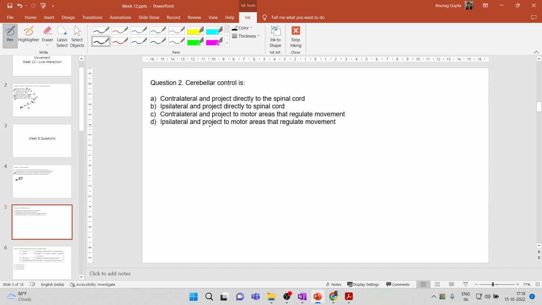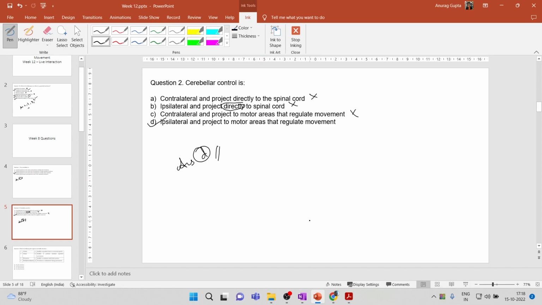So the contralateral options are removed because that is false. That leaves us with two options: ipsilateral and projects directly to the spinal cord. This part is wrong because it does not project directly to the spinal cord. It projects indirectly to the spinal cord. And ipsilateral and projects to motor areas that regulate movement. This is correct. So the answer is D. So the response was correct.